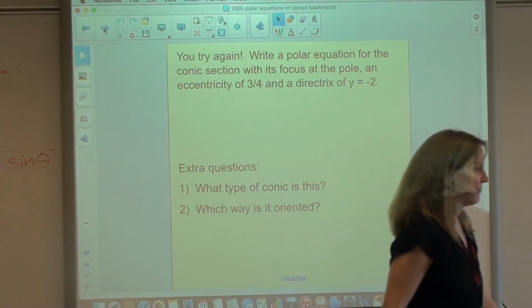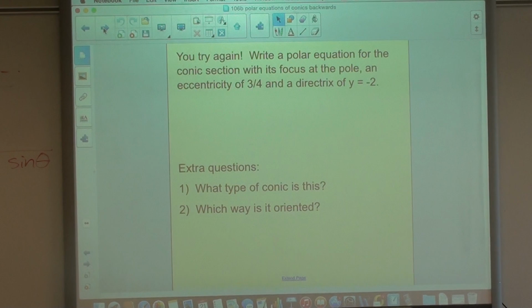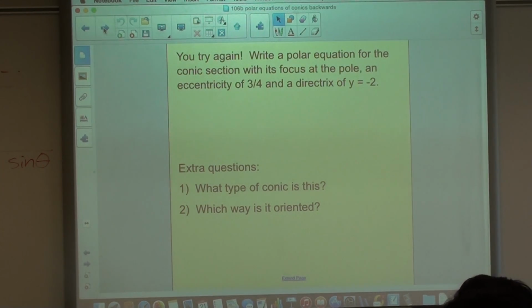Okay, try one. Write a polar equation for the conic with focus at the pole, an eccentricity of 3/4, and a directrix y equals -2. By the way, the rule still works for these. If you see a y, you use sine. If you see an x, you use cosine.